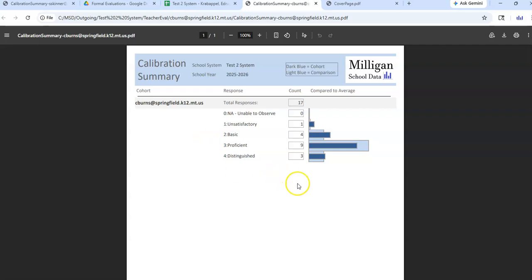It is important to realize that the wisdom of the crowd is a great guide, but it is not the absolute truth. If your calibration summary is showing that you give distinguished far more often than the average, that could very well be because you have a more experienced group of teachers that you're evaluating, and they truly merit distinguished as the proper evaluation. This is really just information to help you calibrate your expectations the following year. So that's what this report does.